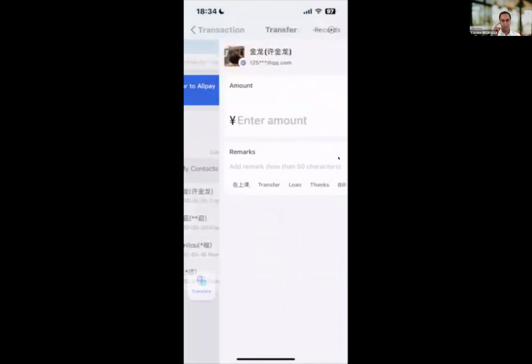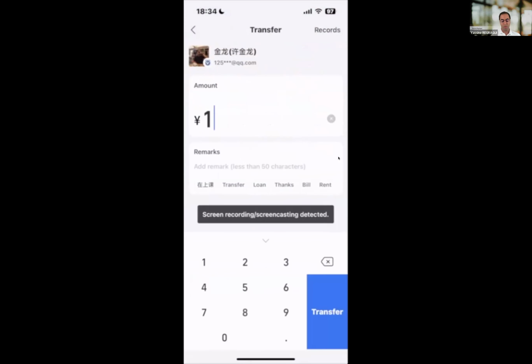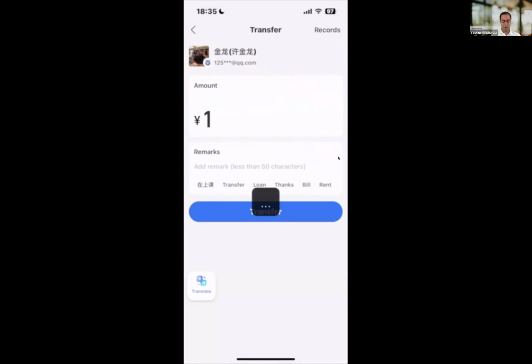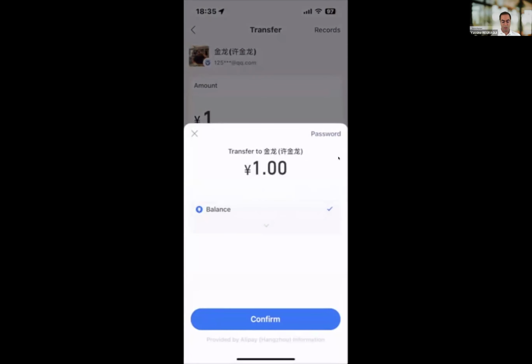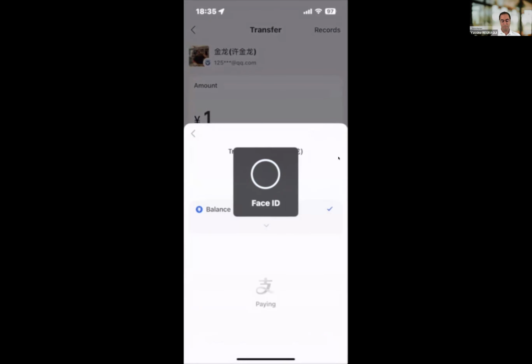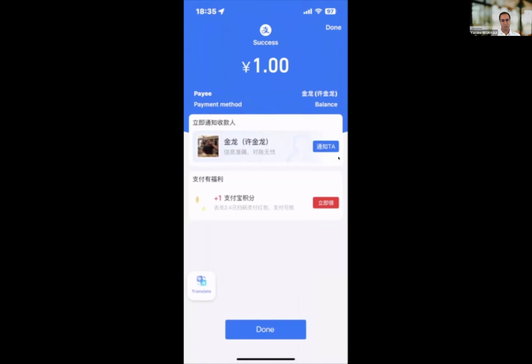So I will give you a test. Here, for example, I will make a transfer to my friend Jinglong, who is located in China. And then I will transfer him. So instantly, it will propose whether I want to use my balance or I can use another way to transfer my money. And then with facial recognition, the payment is done. And automatically on the page, you can see in red the number of loyalty points that I get. And these loyalty points are based on how often I use Alipay and their services.